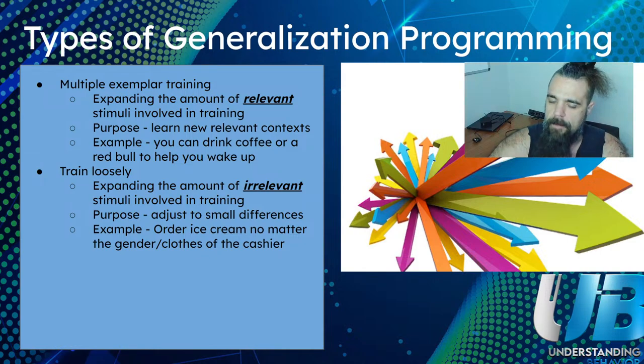So here would be an example of how to train loosely. This would be ordering ice cream, no matter the gender or clothes of the cashier. Those things aren't really related to the skills you use to order ice cream. So that's what makes it training loosely. Cool. Anybody want to try an example for training loosely?